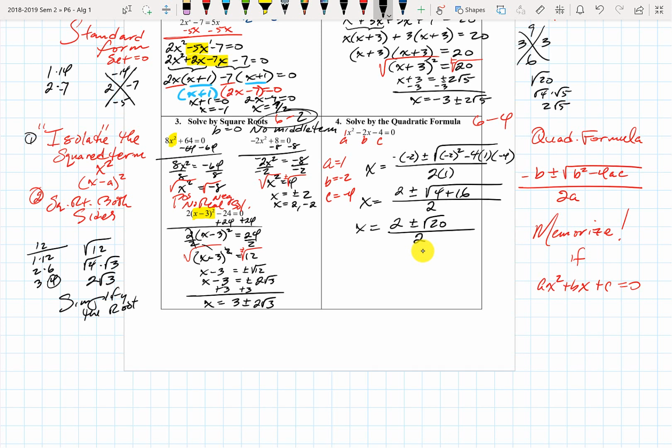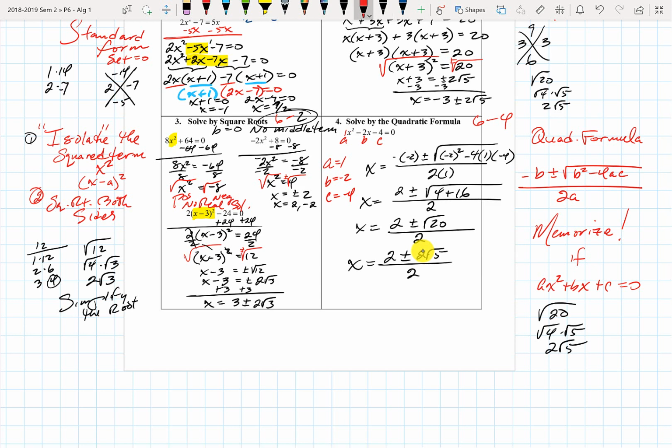And I saw people in the quiz divide 20 by 2 here. You can't divide a root by a non-root. That'd be an illegal move, dividing these two things, all right? So you got to simplify first, all right? And the square root of 20 here is the square root of 4 times the square root of 5, which is 2 rad 5, all right? So what you want to do is you want to simplify it. So root 20 is 2 rad 5 divided by 2.